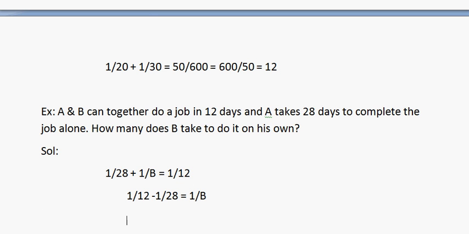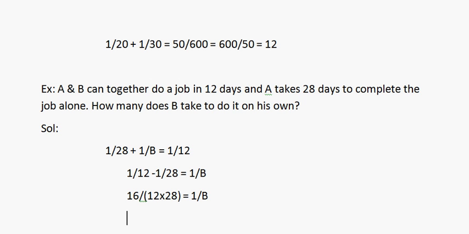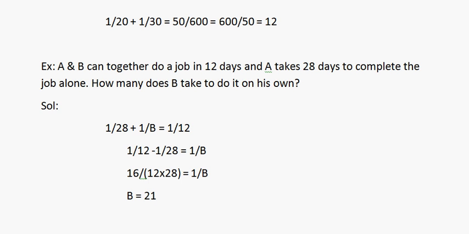So this means 16 divided by 12 into 28 is equal to 1 by B, or B is equal to 3 into 7, 21 days. So B can complete this work alone in 21 days. There can be an easier method as well.